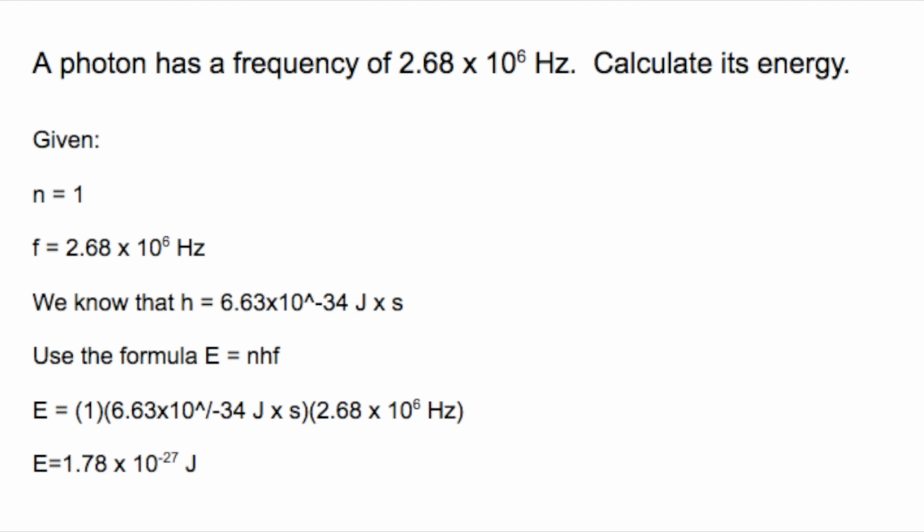Let's try an example. A photon has a frequency of 2.68 times 10 to the 6 Hz. Calculate its energy. So we know that our givens are n equals 1 because in the question it says a photon, and f equals 2.68 times 10 to the 6 Hz. We also know that h equals 6.63 times 10 to the negative 34 joule seconds, because that's Planck's constant. Now we can use the formula E equals nhf and plug in our values to get a final answer of E equals 1.78 times 10 to the negative 27 joules.